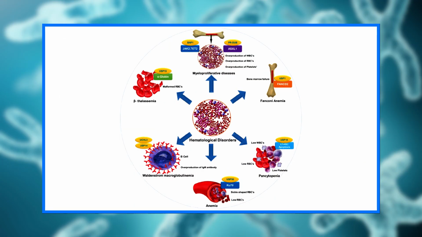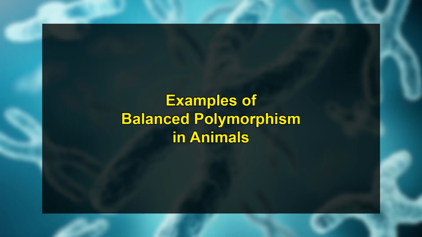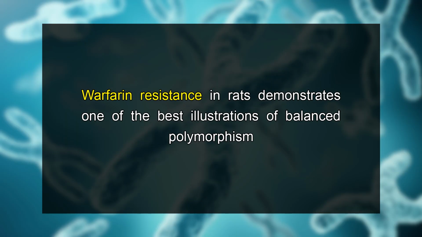In addition to this, there are also several other hematological diseases that include thalassemia and ovalocytosis, in which the homozygote hemoglobinopathy is balanced by the heterozygote advantage of protection from malaria. Dear students, examples of balanced polymorphism also exist in animals. Apart from the human population, balanced polymorphism has also been known to be maintained in animals. Warfarin resistance in rats demonstrates one of the best illustrations of balanced polymorphism.